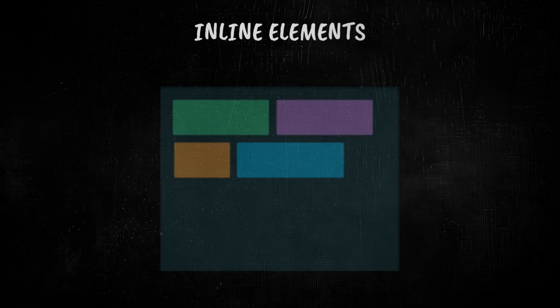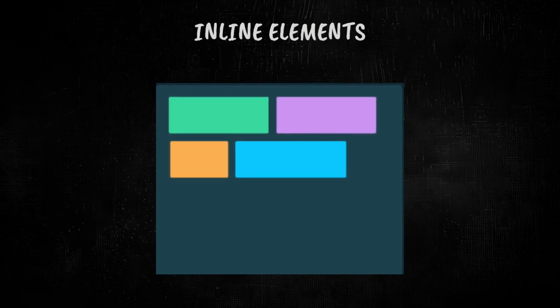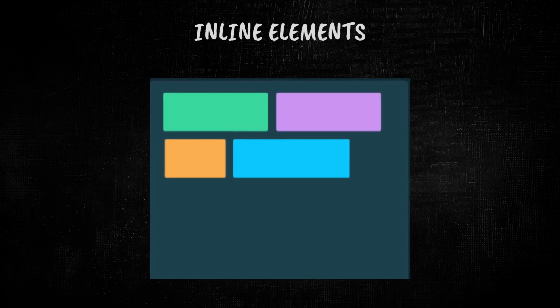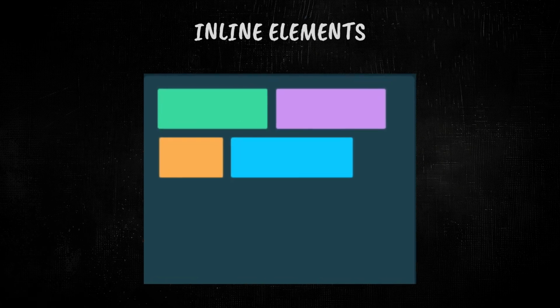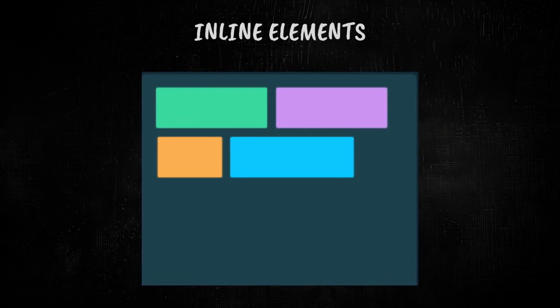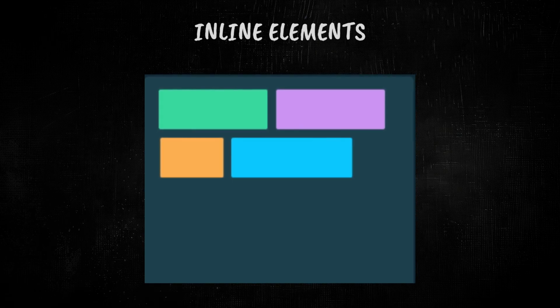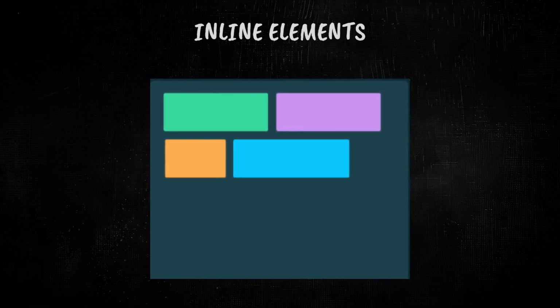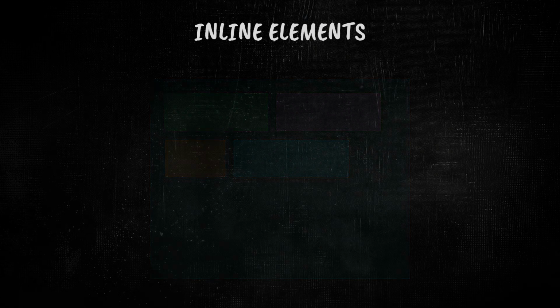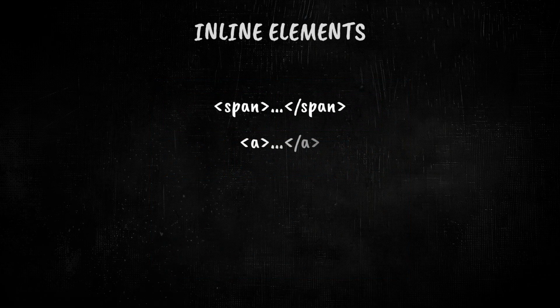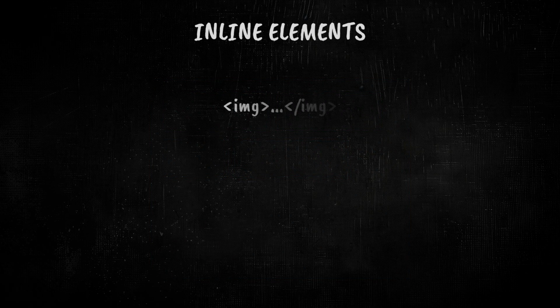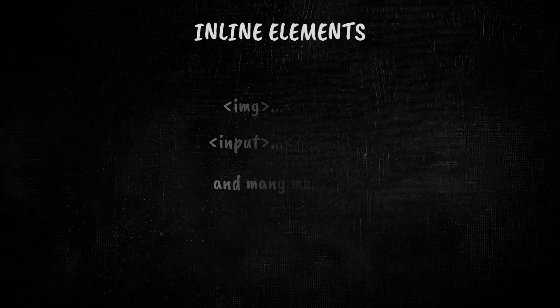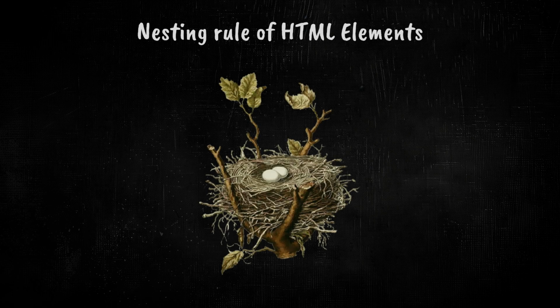Now, if I talk about the inline elements, you can think of inline elements like the small items that fit within a line, like a label or a sticker. They don't break to a new line. They only take up as much space as needed. They are used for styling or linking small parts of the content. And if you ask me for examples, then span, anchor tag, strong, emphasis, image, input. These are inline elements.